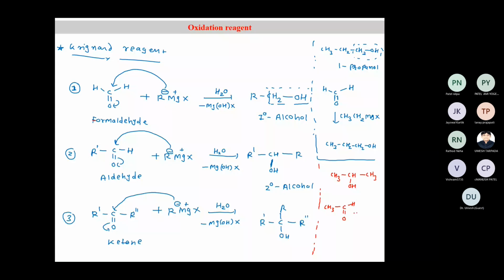Acetaldehyde, and react with CH3MgBr. Then on hydrolysis you get secondary alcohol.